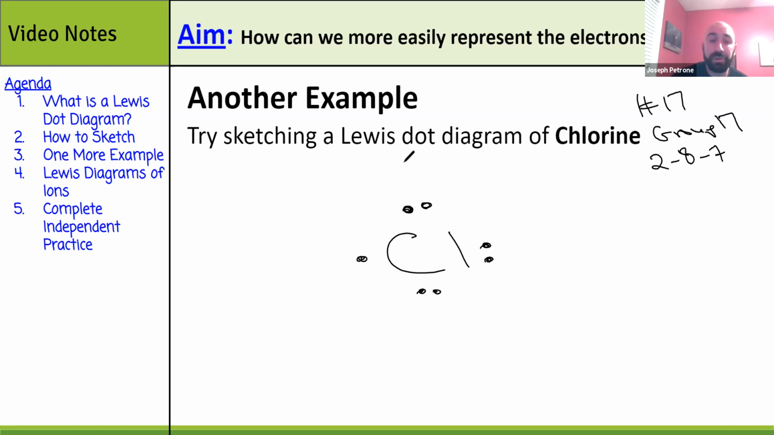Now we're going to take a look at how we do this for ions. Ions are going to have a slight difference. As of this point, we know what a cation is, a positive ion, and an anion, a negatively charged one. So we're going to clear this. I'm going to just jump to that.